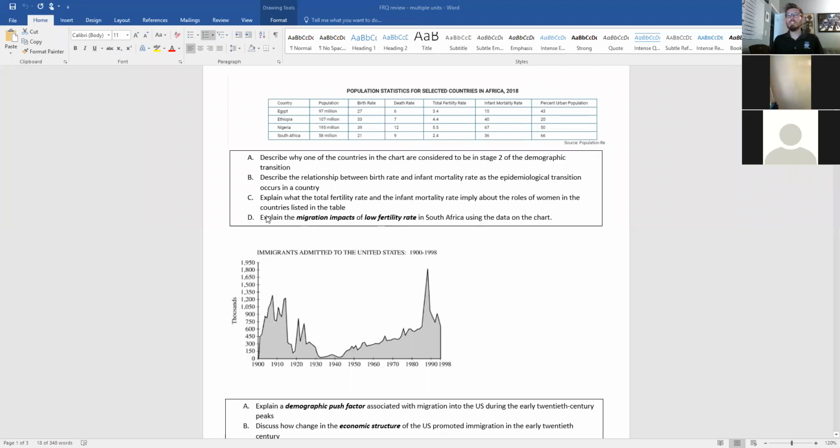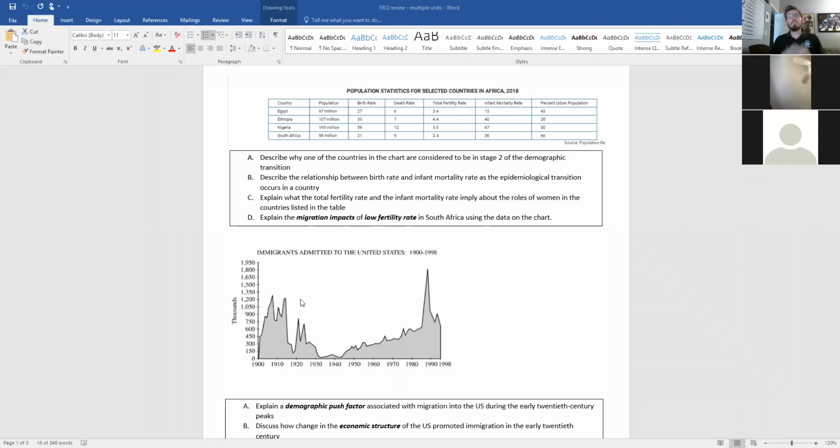So part C says, explain what the total fertility rate and infant mortality rate imply about the roles of women in countries listed in the table. Once again, we're looking at demographic data and tying it to development, and especially development of women, because when we focus on the development of women, above all, that is the best way to develop a country. If you're not utilizing 50% of your population, the other half, to make money, develop, and build infrastructure, you're really losing that resource.